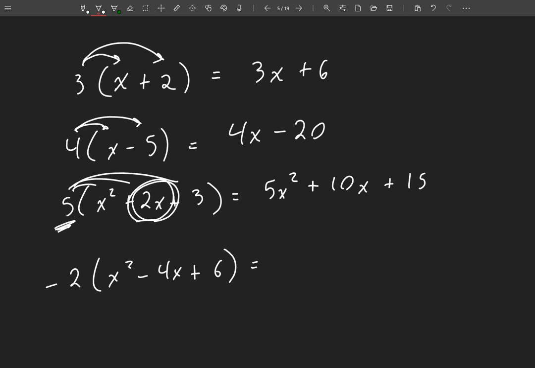All right, let's multiply through with this negative 2. This gives me negative 2x squared. A negative 2 times a negative 4x gives me a positive 8x. That's how you think about that. Think of this as not minus 4x, but as a negative 4x. That's what that really is. Now, negative 2 times 6 gives me a negative 12.